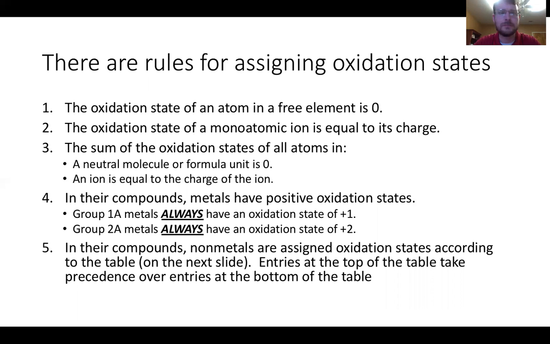Rule 4: in compounds, metals always have positive oxidation states. We talked about this before, right? Metals are always becoming cations, giving up their electrons. Group 1A, the alkali metals, are always +1.